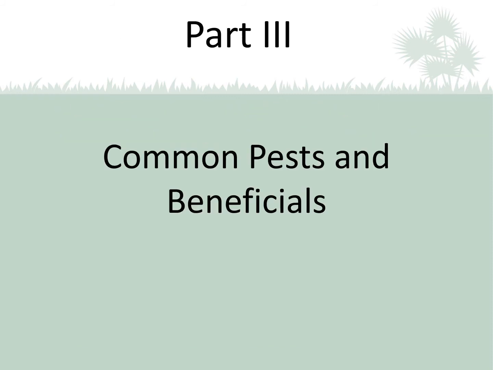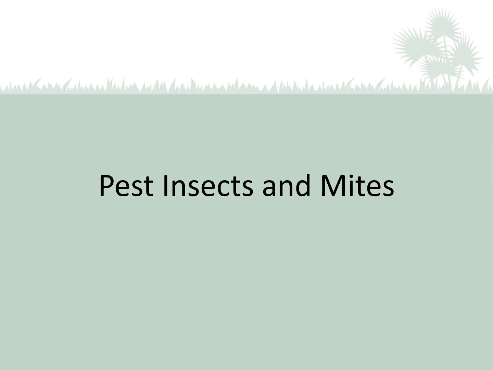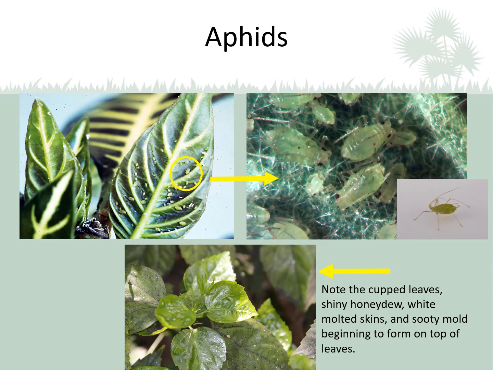Part 3, Common Pest and Beneficials. So here we go, a whole nother part 3. Pest, insects, and mites. Okay, now we're going to move on to some specific insects that do piercing and sucking damage. We'll start with aphids.